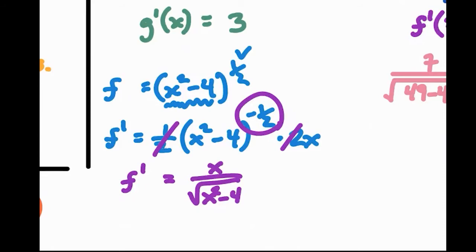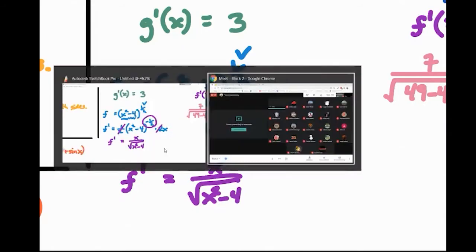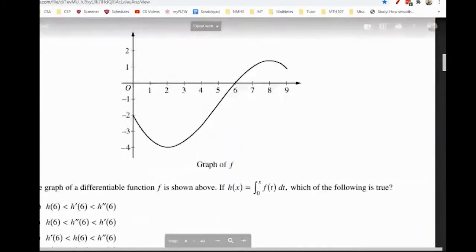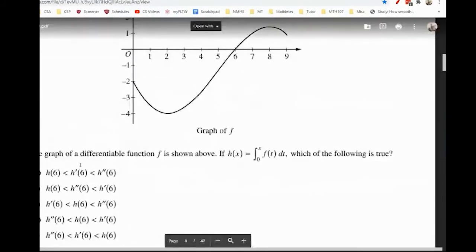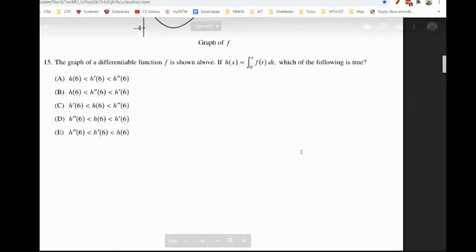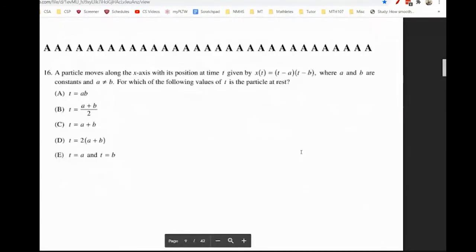All right, number 15 looks like a unit 4 type deal here. You have a bunch of antiderivative symbols, and you have some derivative mixed in with that. There's always going to be one of these types of problems on every AP test that you take. So we are going to go over that, but it's unit 4, so we're not going to go over it right now.